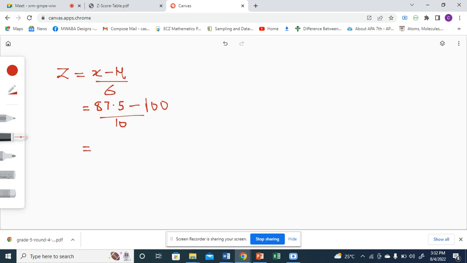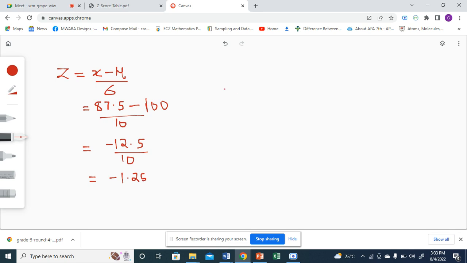Someone with a calculator? Maybe while in the offices we can't calculate. It's negative 12.5. Negative 12.5 over 10 gives you negative 1.25. So that is our z-score.